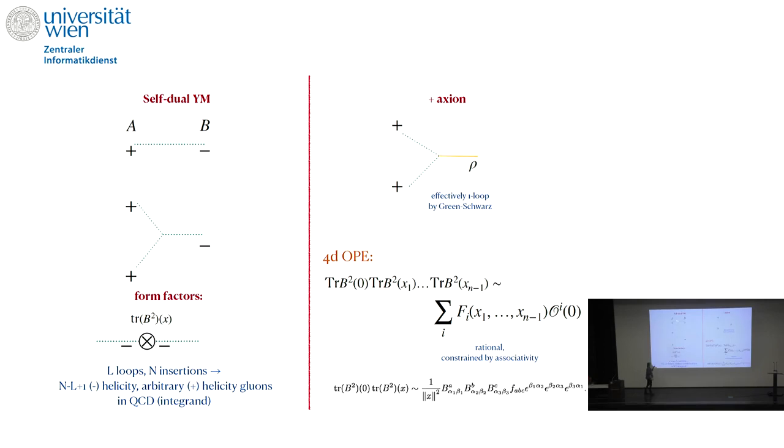Okay. Now, again, my 4D theory is, of course, not just self-dual Yang-Mills theory on its own, but it has this extra axion field that's coupling to it, and that gives me an additional vertex if I want to think a bit diagrammatically, and effectively this vertex starts coming into play at the one-loop level by the Green-Schwarz mechanism, so that would be how I would account for axion insertions.